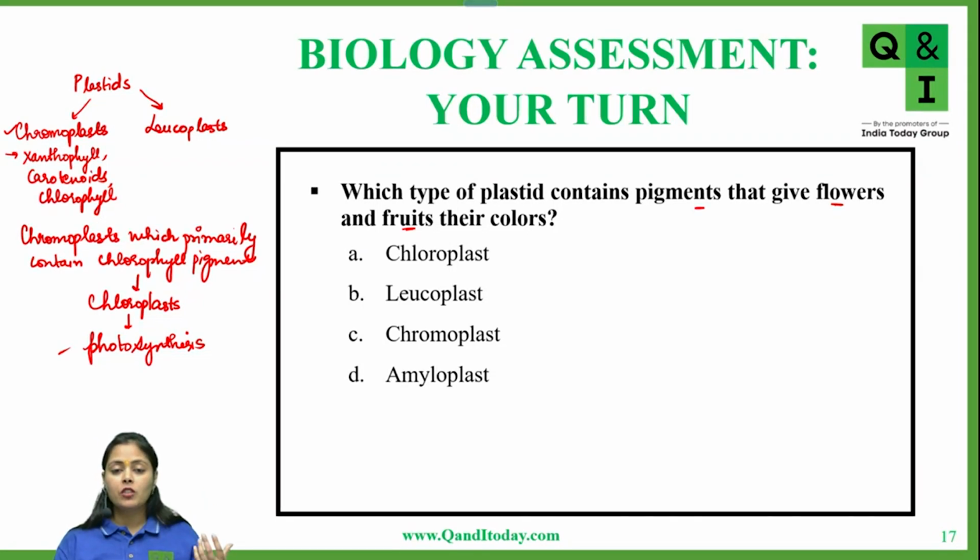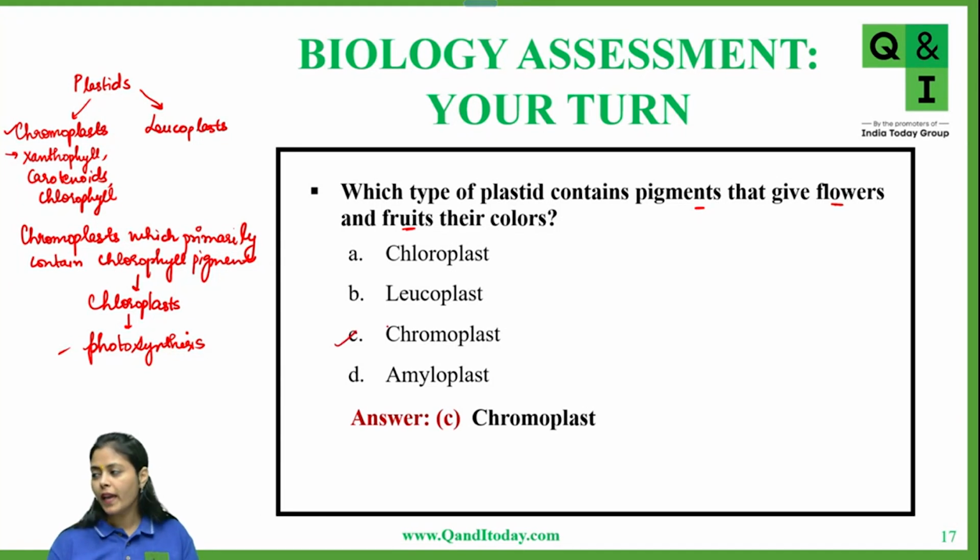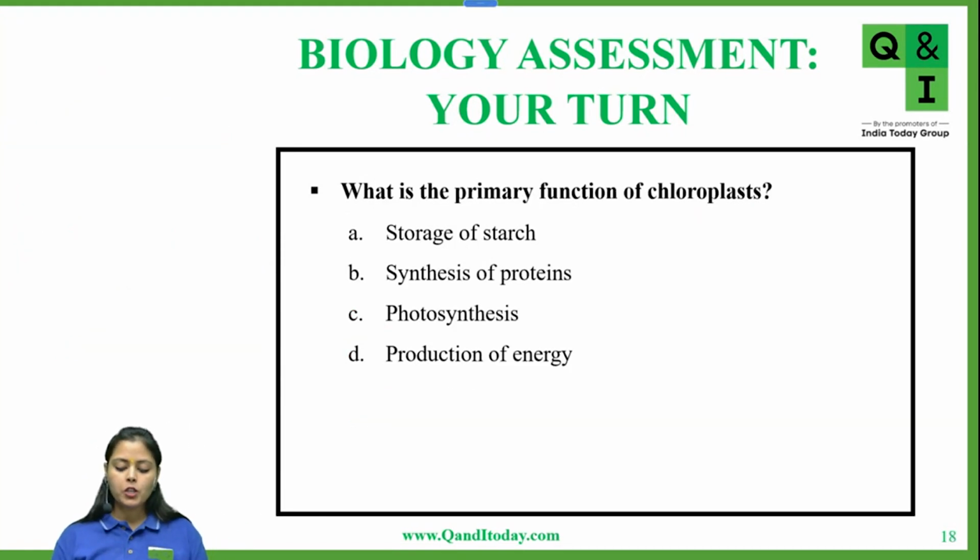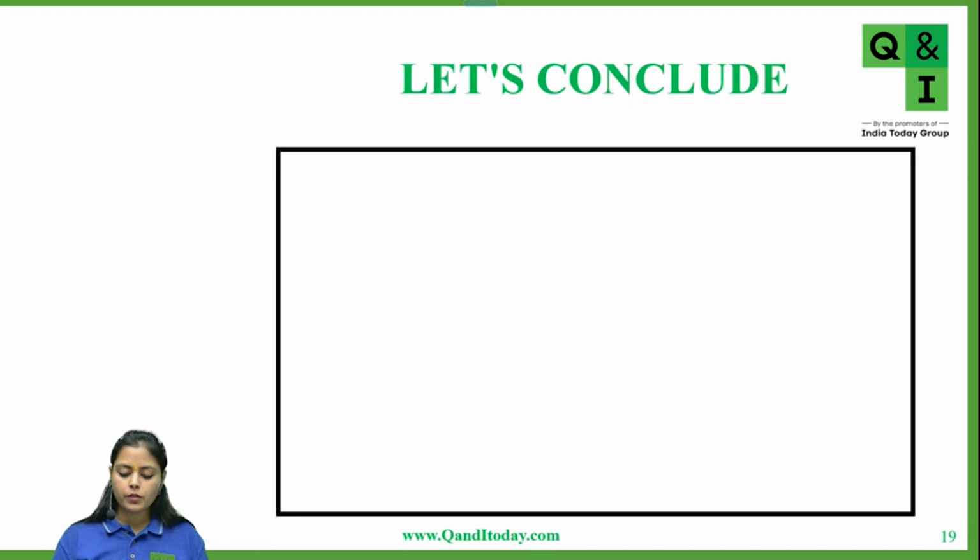Whereas whenever in nature we see different colors of fruits, flowers, and also different types of leaves, all this is because of the various types of chromoplasts which have different concentrations of pigments present in them. So your answer will be option C, chromoplasts. Got it? Now, next question. Yes, very good. The correct answer would be photosynthesis.